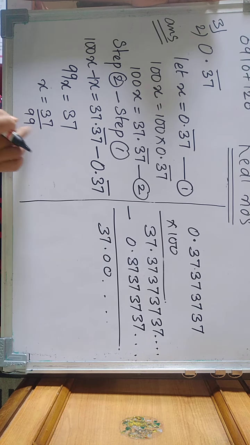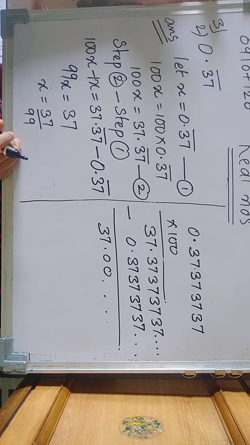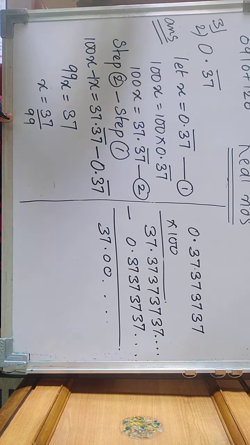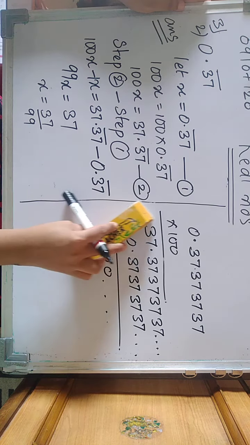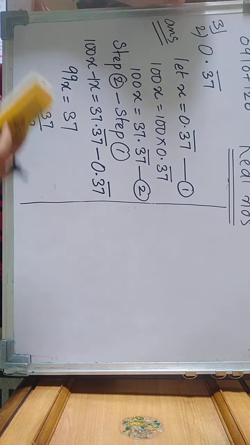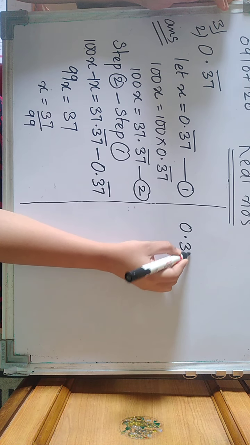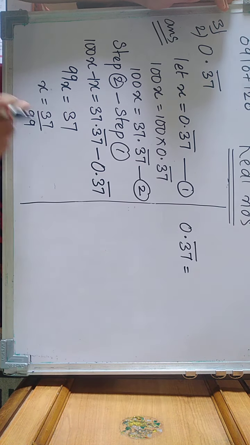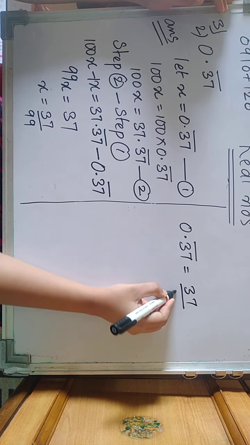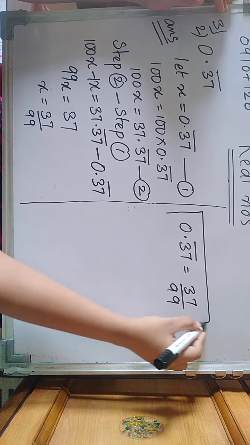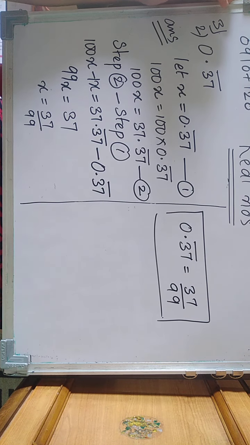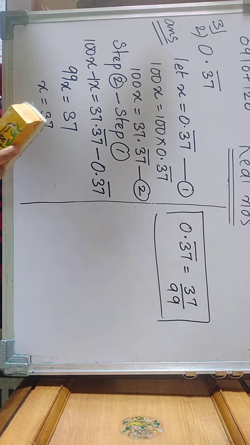Now 37 and 99, if they are going in the same table, you cancel them. If they are not, let them be as it is. So x is equal to 37 upon 99 is the final answer. Now what was x? What we took x as? x was 0.37 bar. So x, 0.37 bar, is equal to 37 upon 99. Put it in a box and the answer is done. This is how we are going to solve these sums. Okay, now let's see one more question in this exercise.